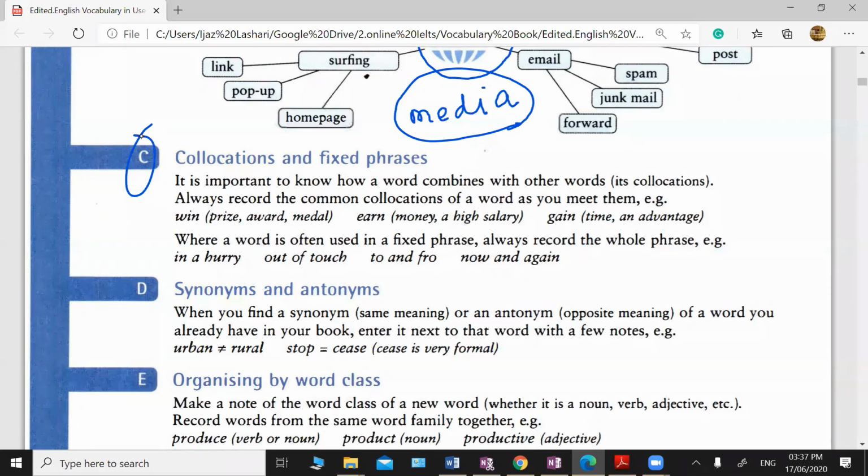Okay. Next word, gain. Gain money, gain time, gain advantage. No pain, no gain. You can simply put it in this way.